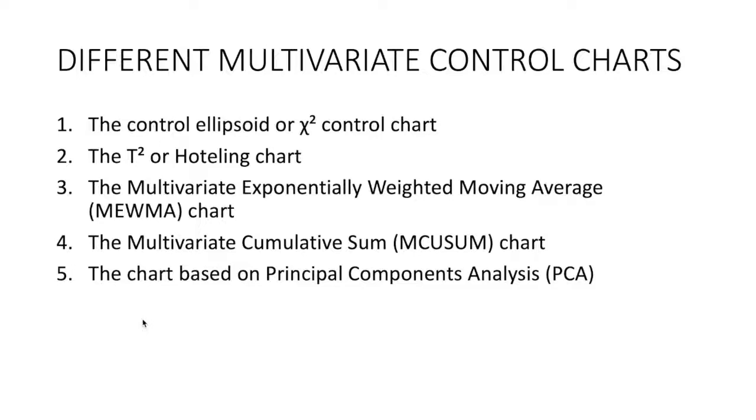There are various multivariate control charts, but the most common ones are the control ellipsoid one, the chi-square chart, the T-square or Hotelling chart, the multivariate exponentially weighted moving average chart, the multivariate cumulative sum chart, and the chart based on principal component analysis. So, my friend will explain them in detail.